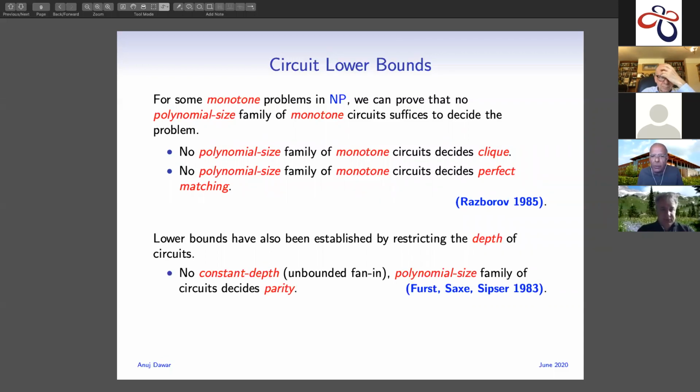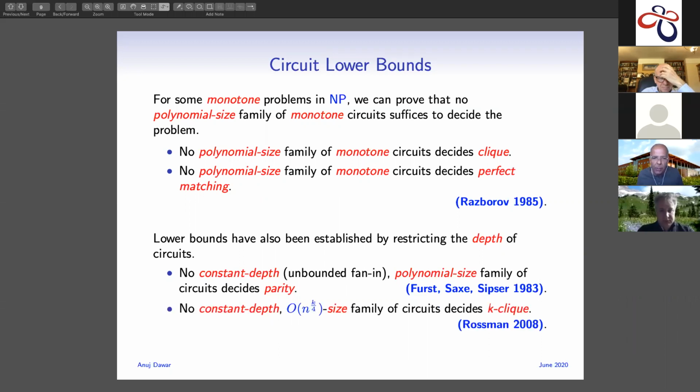Now there are other lower bounds on circuits obtained typically by bounding the depth. So no constant depth polynomial size family of circuits decides parity. This classic result of Furst, Saxe and Sipser. As I said, these were the sort of heady days of circuit complexity in the 1980s. Now, I mentioned a more recent result. I mean, there's still active work, and there's quite a striking result of Rossman, which showed that for the clique problem, there is no constant depth family of circuits which decides clique in size less than n to the something. That's the order of the size of the clique you're looking for.